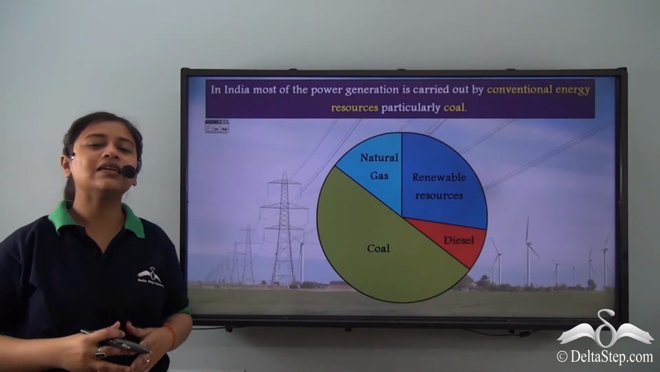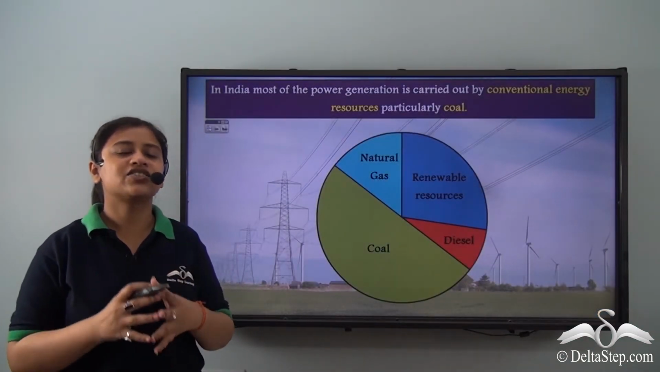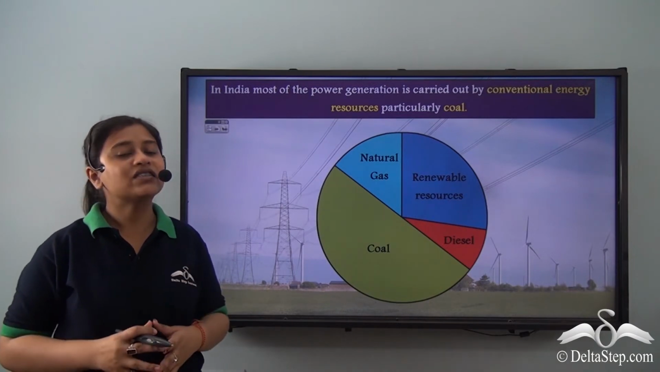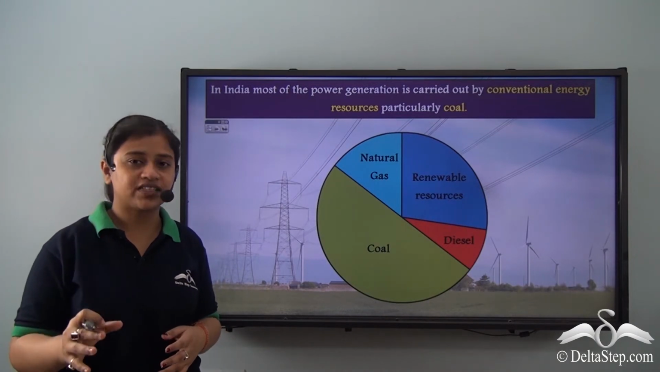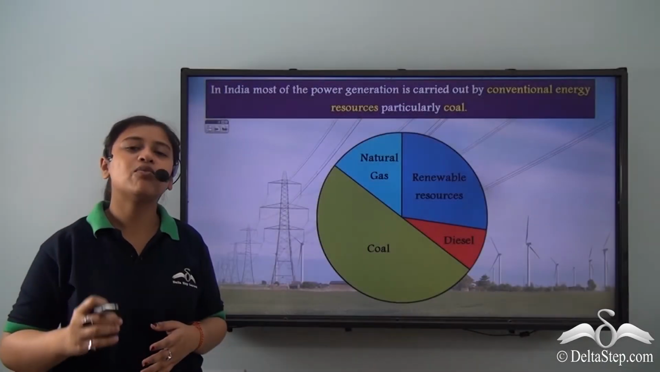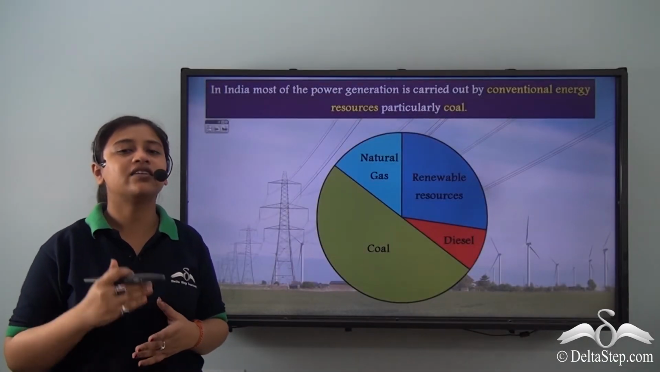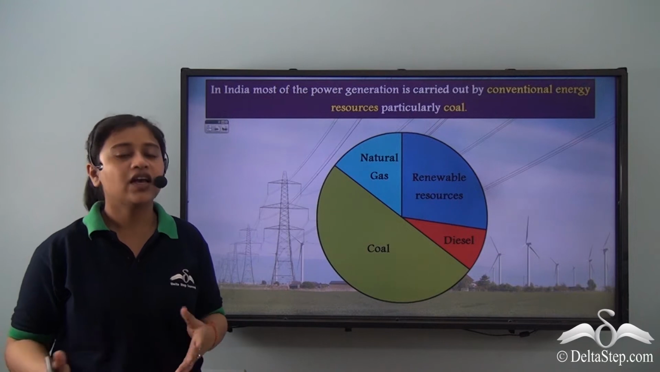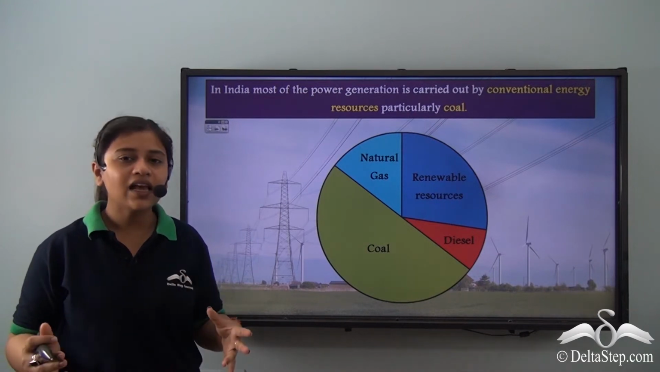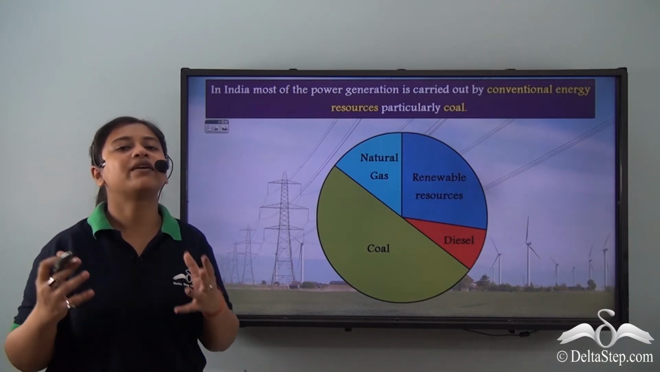So, coal is a very important natural resource. Why? Because it has a high heat efficiency. Other than that, it is much cheaper in comparison to other conventional resources of energy. So it is used globally and it has a high economic value.